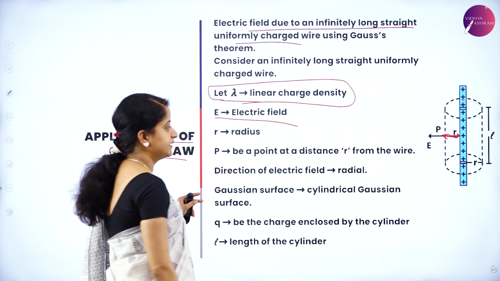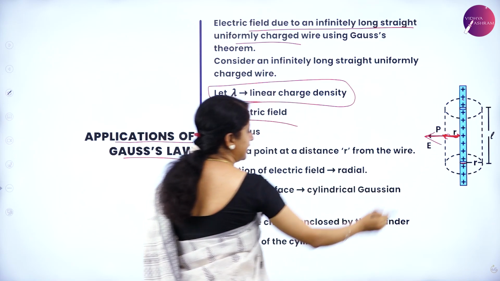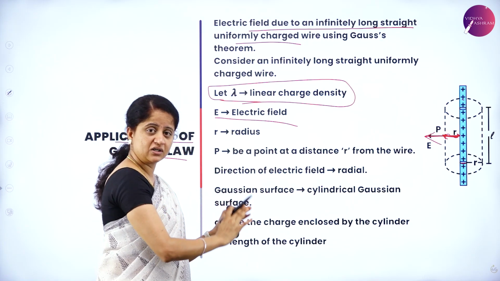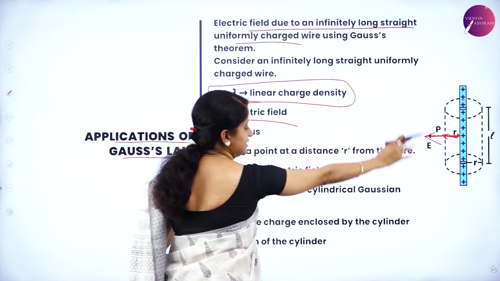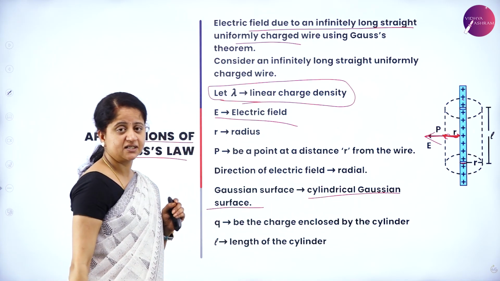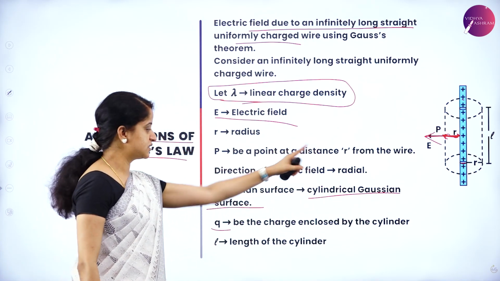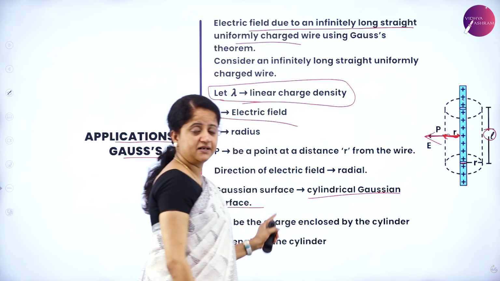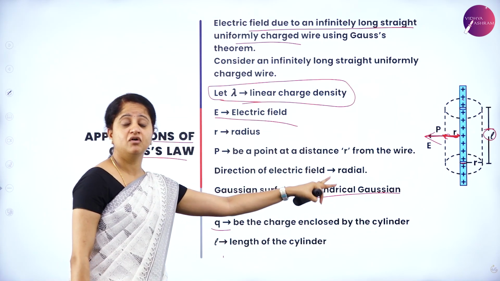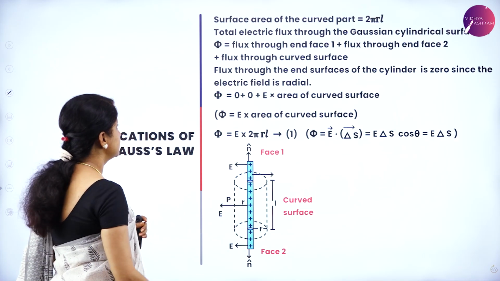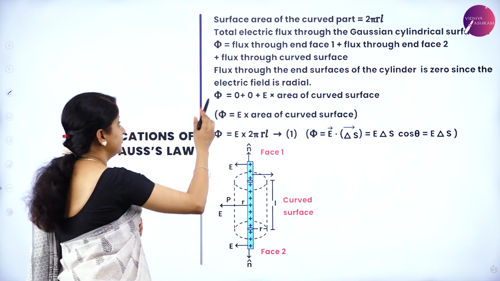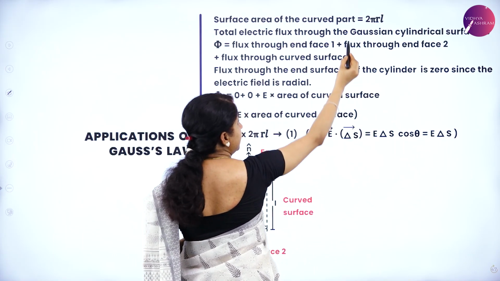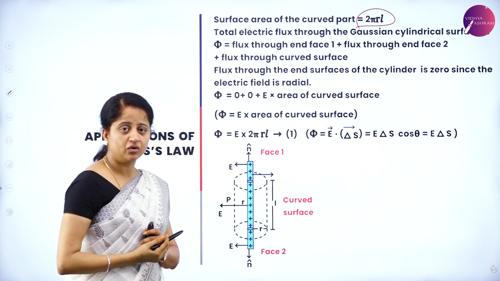So what is the direction of the electric field? The direction of the electric field is radial. The Gaussian surface, an imaginary surface where we are applying Gauss law, is considered here as a cylindrical Gaussian surface. What is Q here? It is the charge enclosed by the cylinder, and the length of the cylinder is given by L. So we are explaining the terms involved in the Gaussian surface. Now the surface area of the curved part is given by 2 pi R L.